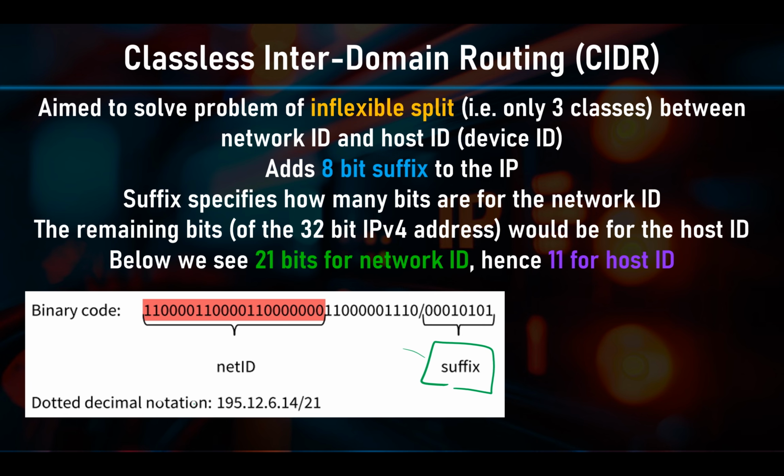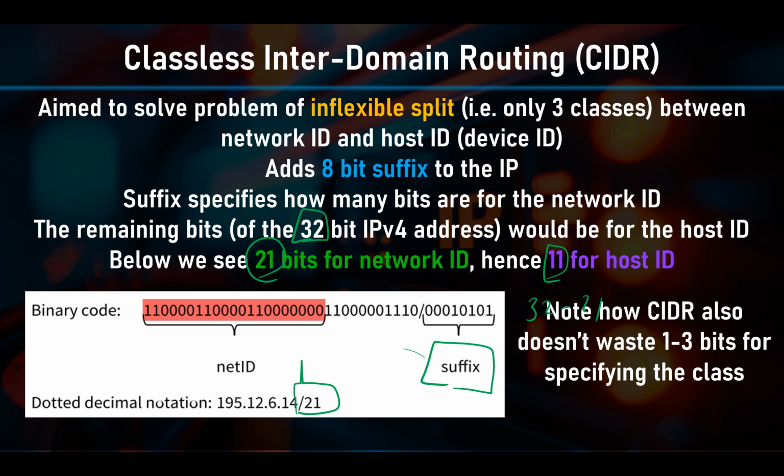So, for example, since here we see 21, what that means is 21 bits are for the network ID. Hence, 11 will be for the host ID, since 32 bits total, therefore 32 minus 21, since 21 are for the network. That's going to mean 11 remaining for the host ID. Also, CIDR doesn't waste the first 1 to 3 bits for specifying the class, saying class A, class B, class C. So that's also going to be better.